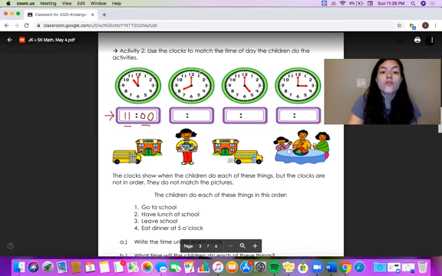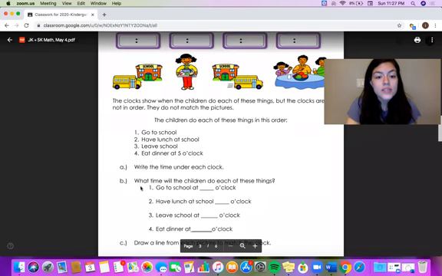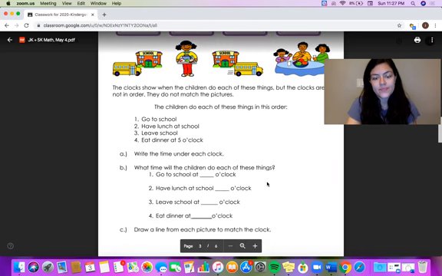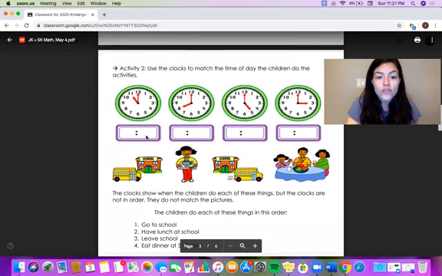So you'll have to solve the time for the next 3 clocks. After that, you will need to figure out what time will the children do each of these things. So the children will go to school at which o'clock? Have lunch at what o'clock? Leave school at what o'clock? And eat dinner at what o'clock? So once you solve the time on all these clocks, you'll need to figure out what time all these activities are happening.